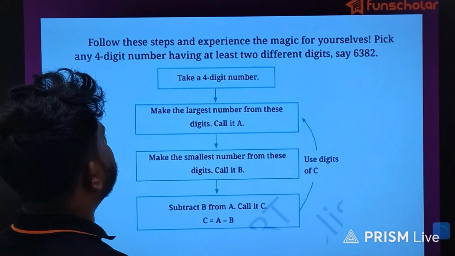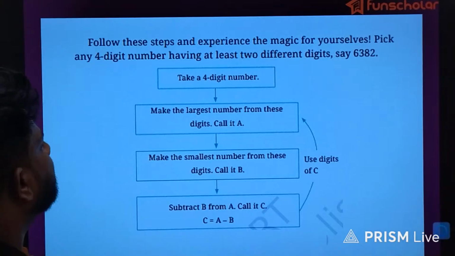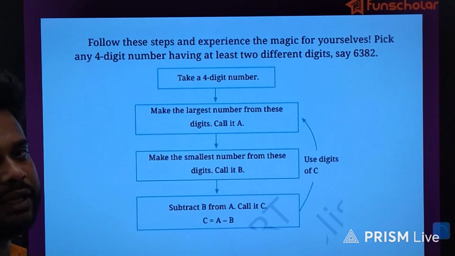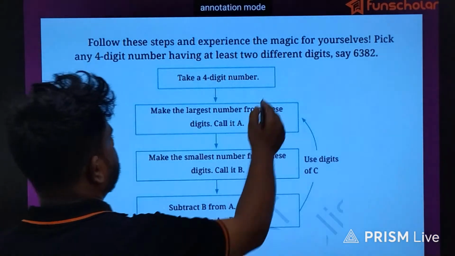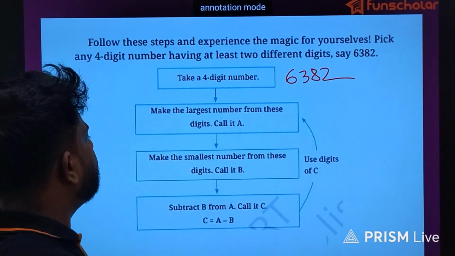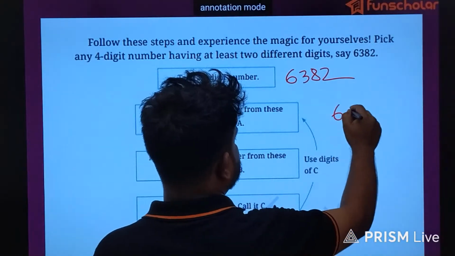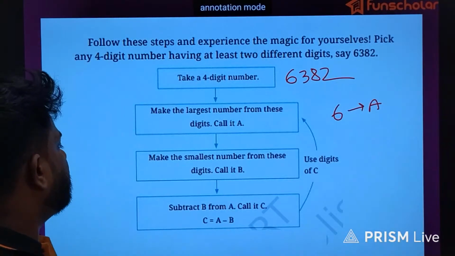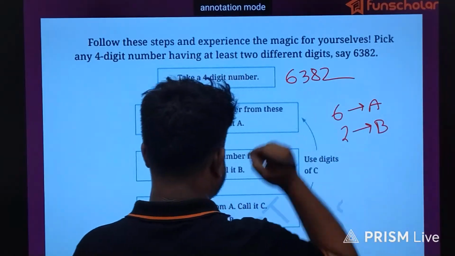So now let's see what the phenomenon was. Follow the steps and experience the magic for yourself. Pick any 4-digit number having at least 2 different digits, say 6382. Okay, so we have taken 6382. Now make the largest number from these digits, call it A. Okay, so let's take 6 as A. Make the smallest number from these digits, call it B. So 2 will be called B.